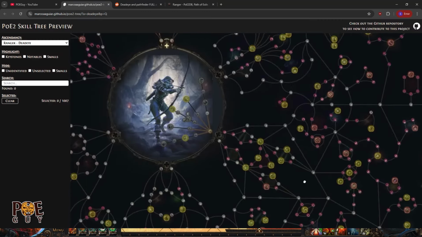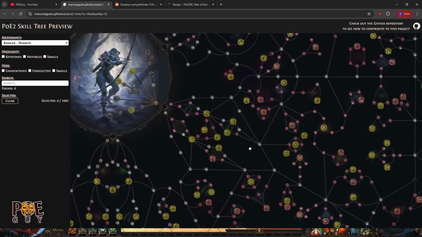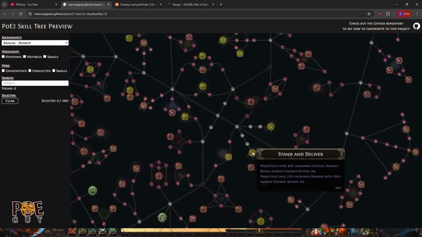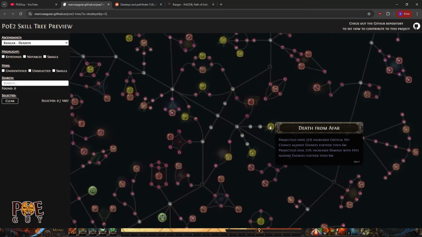Let's go back here. One of the nodes was saying point blank. One of those other nodes said far shot. Point blank, you deal more damage at close range. Far shot, you deal more damage at long range. And why do I tend to believe that those are real? Because we also have these nodes here. Bonus against enemies within 2 meters, bonus against enemies further than 6 meters. So it makes sense, those two nodes, point blank and far shot, because we also have them.